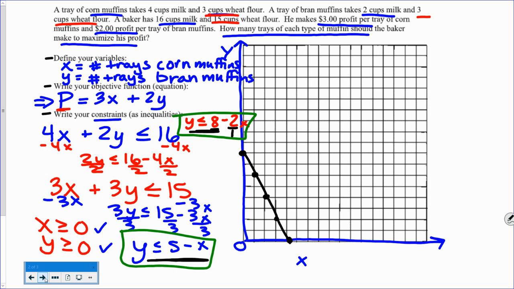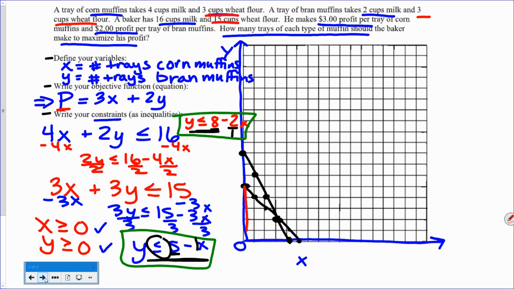And then I'll go ahead and graph this line. My y-intercept is 5, 1, 2, 3, 4, 5. And then my slope is negative 1, so I'll go down 1, right 1, down 1, right 1, down 1, right 1. I might want to keep track of that intersection. Down 1, right 1, and down 1, right 1. That is also less than or equal to, so I would shade underneath that line.